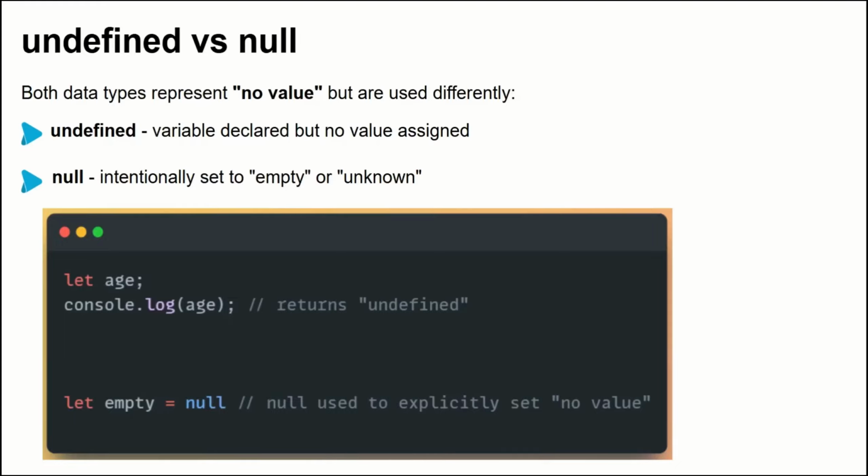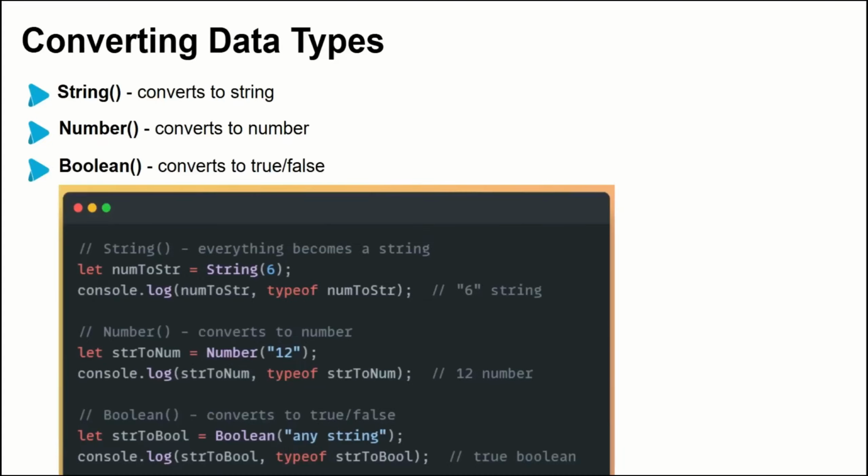Now, we can convert one form of data type to another form. Let's look at some of the examples. We can convert a string data type to a number data type. We can also convert a string data type to a Boolean data type. So let's look at some of the examples.